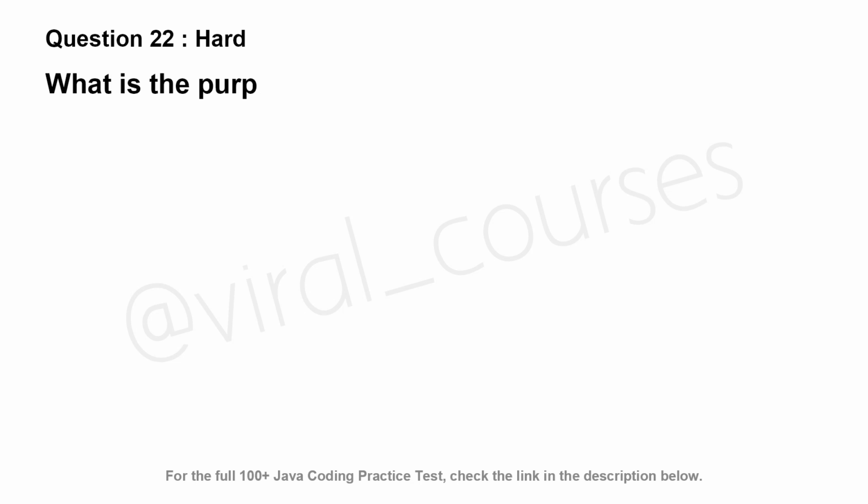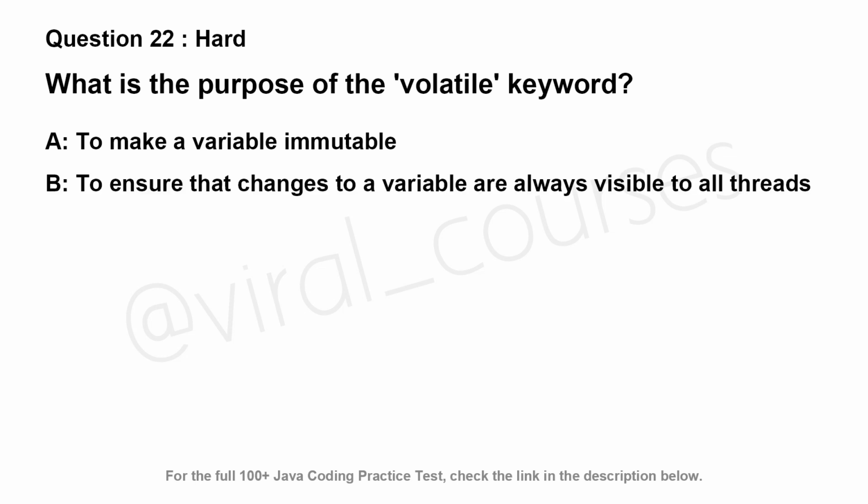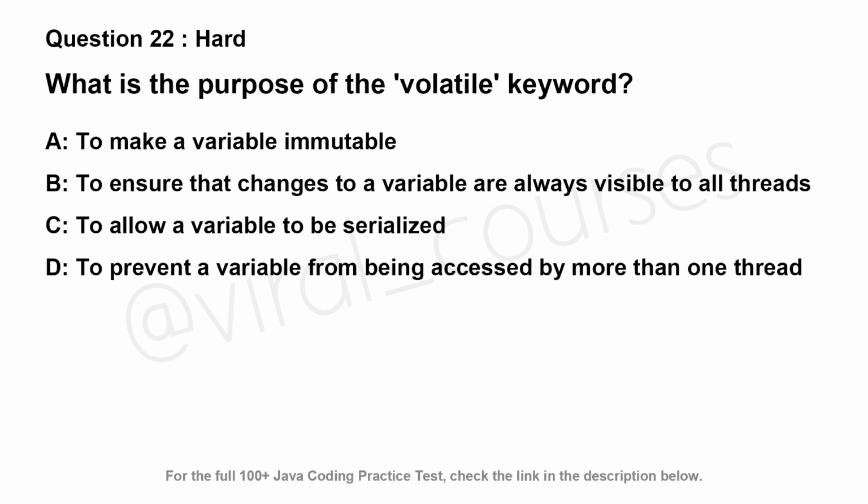What is the purpose of the volatile keyword? Option A. To make a variable immutable. Option B. To ensure that changes to a variable are always visible to all threads. Option C. To allow a variable to be serialized. Option D. To prevent a variable from being accessed by more than one thread.